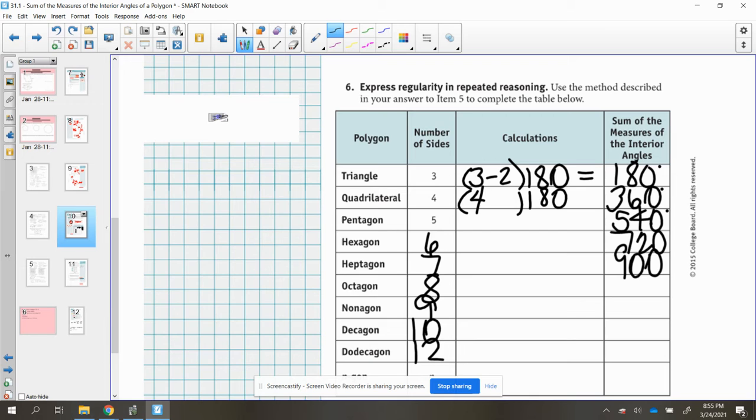We have 4 sides, but we need to make 2 triangles. The number of triangles times 180 is the total degrees. So 2 times 180 would be 360. With 5 sides, well, we don't need 5. We only need 3 triangles created. Oops, so we'd have to subtract 2.